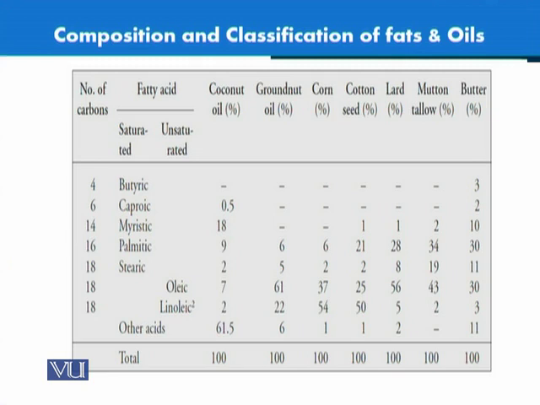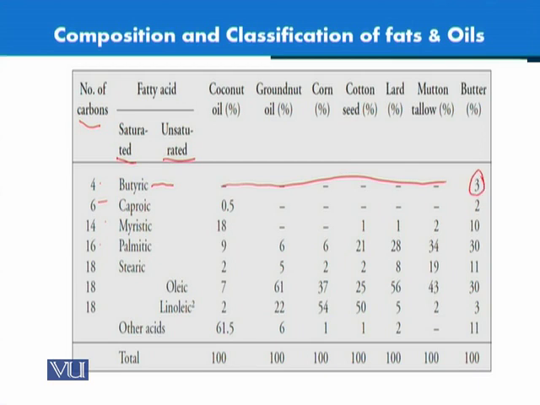This table actually shows in its columns the number of carbon atoms. You can see we have got 4, 6, 14, 16, 18 carbon fatty acids. Then these fatty acids can be classified as saturated fatty acids or unsaturated fatty acids. If you look at the 4 carbon fatty acid, which is butyric acid, it is not present anywhere. It's only present in case of butter here. It's a small chain fatty acid.